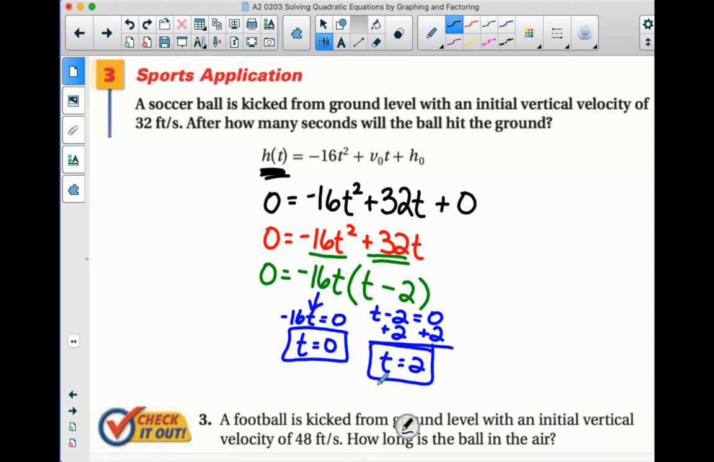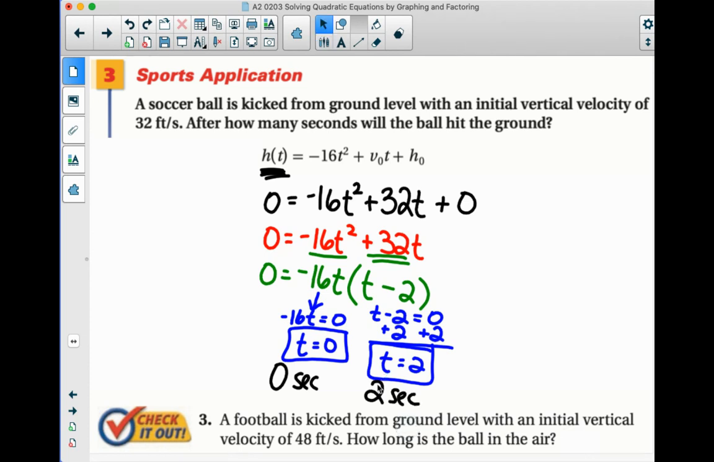Now, think of what these numbers mean in this situation. T is time, right? So t equals 0 is at 0 seconds. T equals 2 is at 2 seconds. We're talking about when the ball's going to hit the ground again. So t equals 0 would be like right when you kick it. So that's not the number they're looking for. They're going to be looking for 2 seconds.